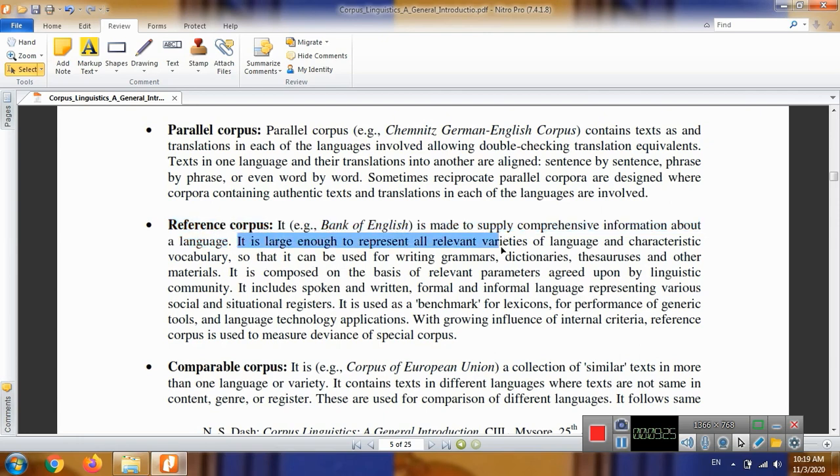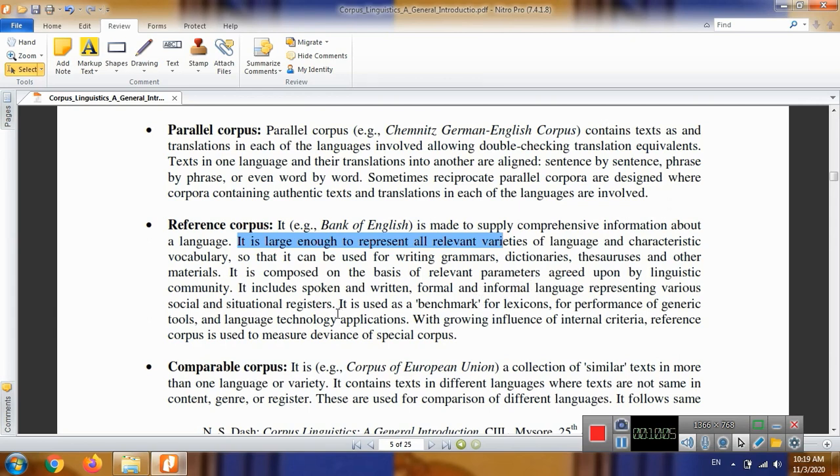It is large enough to represent all relevant variants of language and characteristic vocabulary, so that it can be used for writing grammars, dictionaries, thesaurus, and other materials. It is composed on the basis of relevant parameters agreed upon by the linguistic community. It includes spoken and written, formal and informal language representing various social and situational registers.